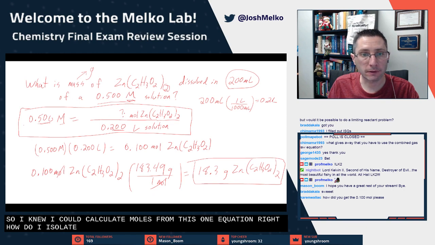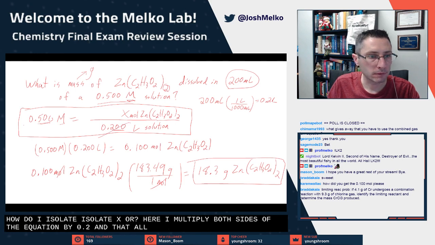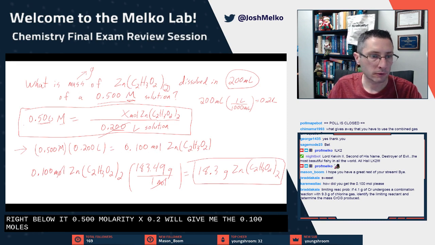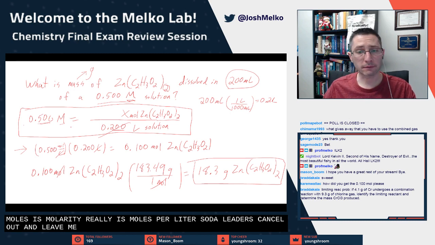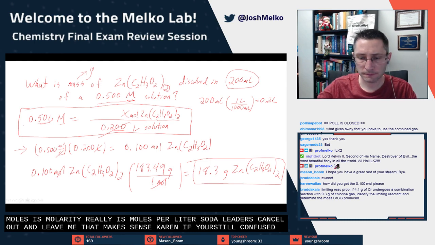Right? How do I isolate x, or question mark here? I multiply both sides of the equation by 0.2, and that'll then turn into this equation right below it. 0.500 molarity times 0.2 liters will give me the 0.100 moles. Right, because molarity really is moles per liter, so the liters cancel out and leave me that unit of moles. Okay, so hopefully that makes sense, Karen. Let me know if you're still confused.